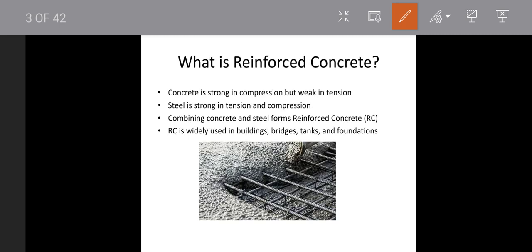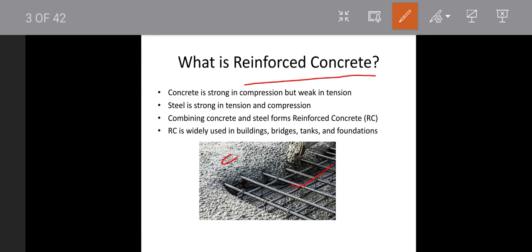So first of all, we need to know what is reinforced concrete. Reinforced concrete is a combination of concrete and steel. So here, if you see in this picture, we have the steel here and we have the concrete here. This combination is called reinforced concrete.